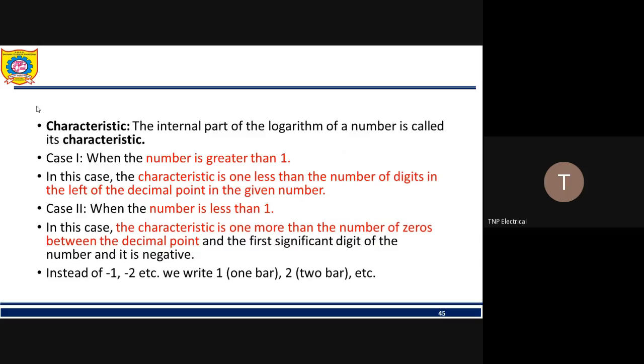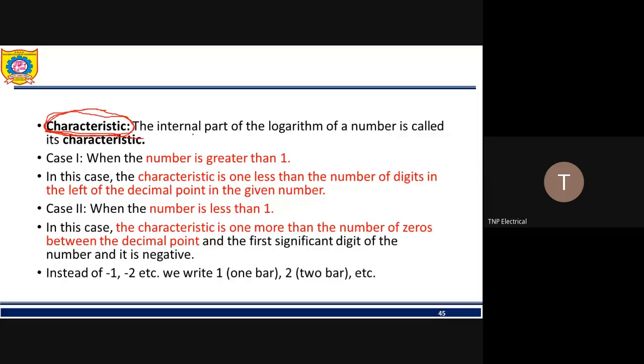Next, let's discuss some more basic concepts, then we'll go for numericals with that. So, friend, we are talking about the characteristic. What is the characteristic? I already told you. Characteristic is nothing but whatever value is given in the log, the decimal point's left-side digit is considered as the characteristic, friend.